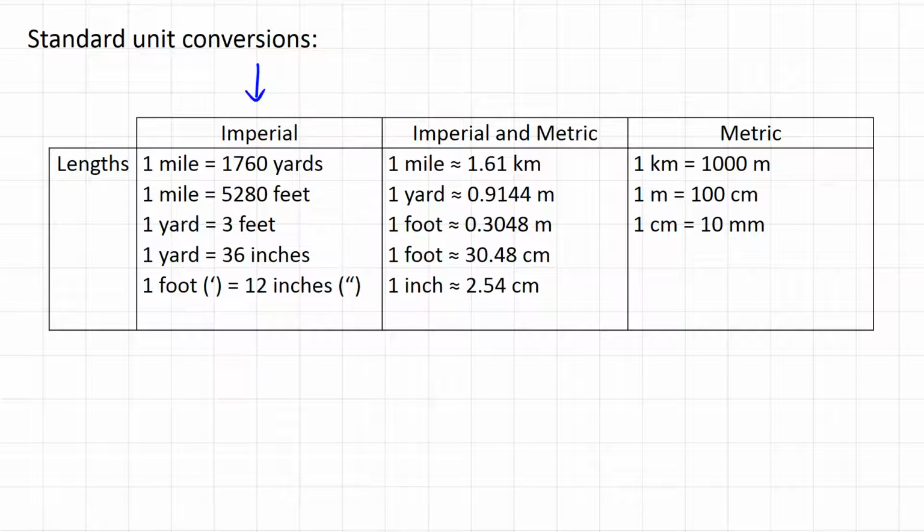The imperial unit conversions, so those are the ones that they use in America, like miles, yards, feet, and inches. Metric unit conversions over here on the right, that's our standard in Canada and the rest of the world, although we mix them up a little bit, but that's things like kilometers, meters, and centimeters. And then in the middle column, we have the mix between the two, so how to go back and forth between common imperial and metric units.